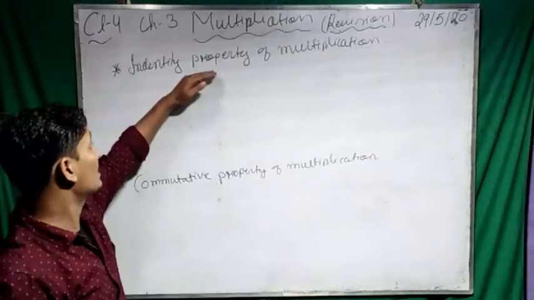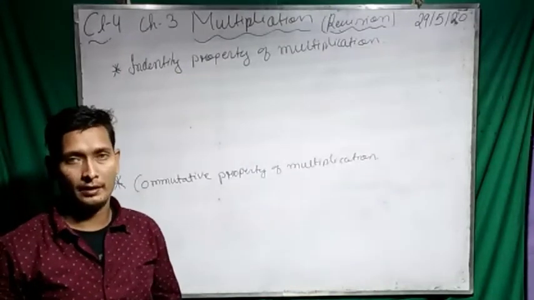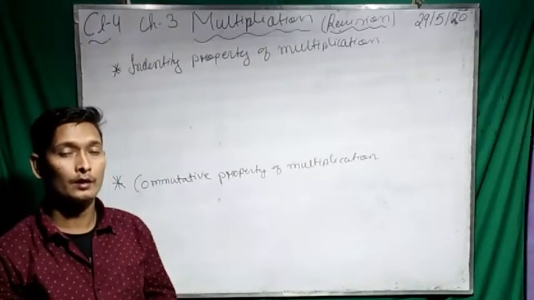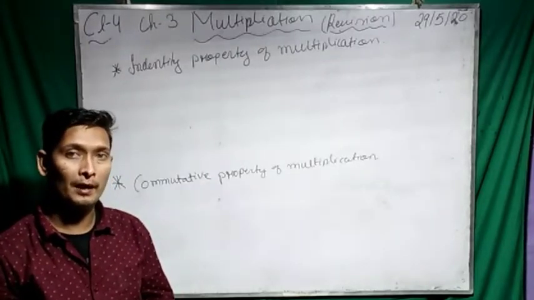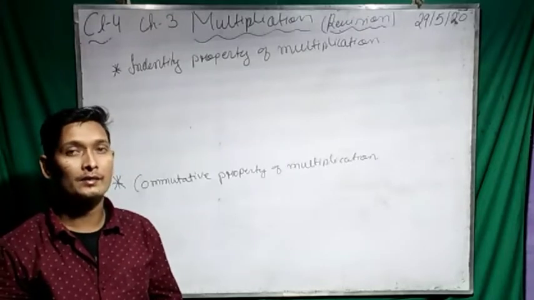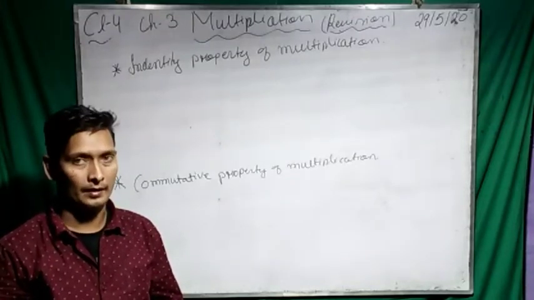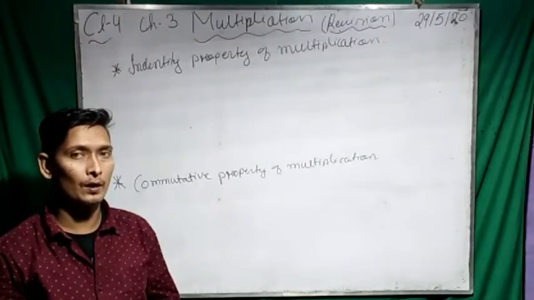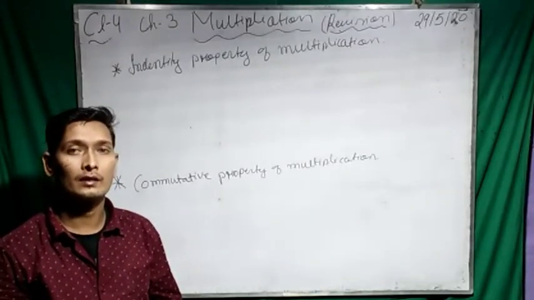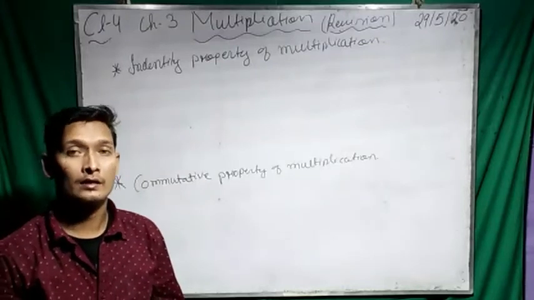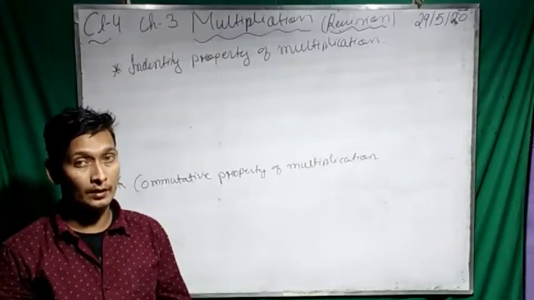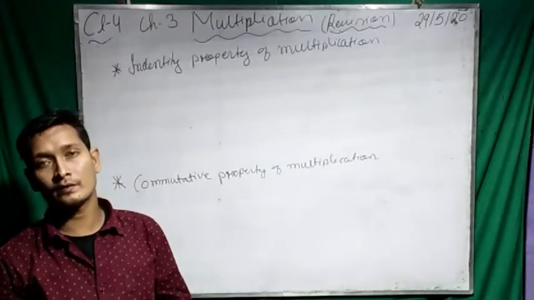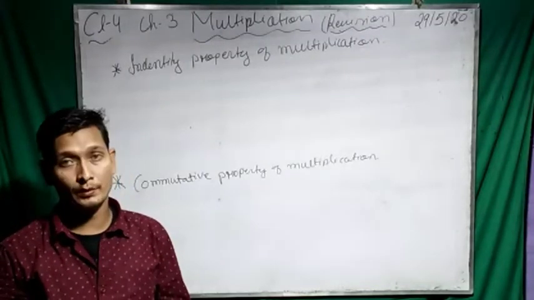So next. What is the identity property of multiplication? Identity property of multiplication is when a number is multiplied by 1, the answer is the number itself. Got it? We know the table of 1. 2 1s are 2, 3 1s are 3, 4 1s are 4, 5 1s are 5, 10 1s are 10, 20 1s are 20, 30 1s are 30, 50 1s are 50.